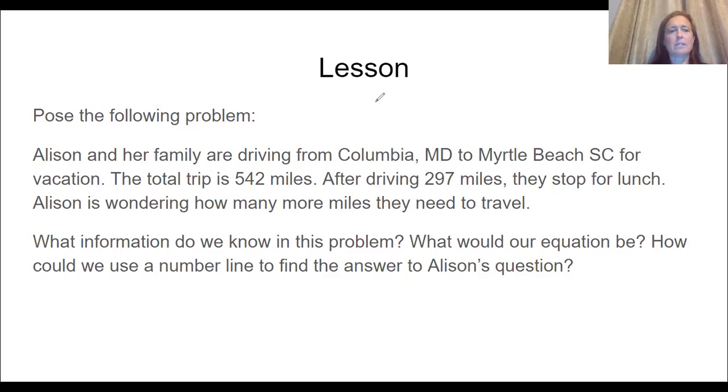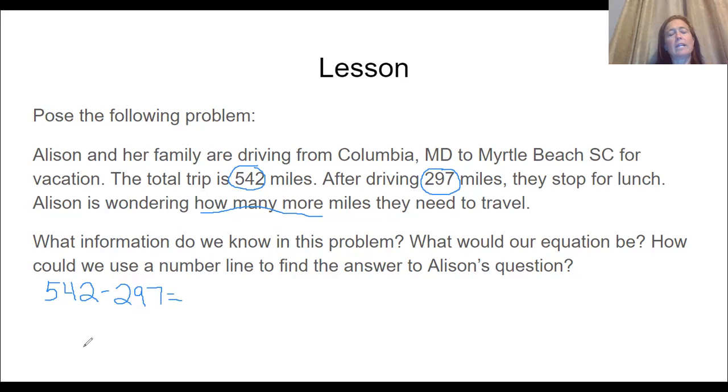So what information do we know in this problem? We know that their total trip to Myrtle Beach is 542 miles. We also know that when they stopped for lunch, they were 297 miles into their trip. So Allison is wondering how many more miles they need to travel. All right, so because they've gone part of the trip and want to know what the rest of the trip is going to be, in other words, how many more miles they have to go, I know that my equation is 542 minus 297, okay?